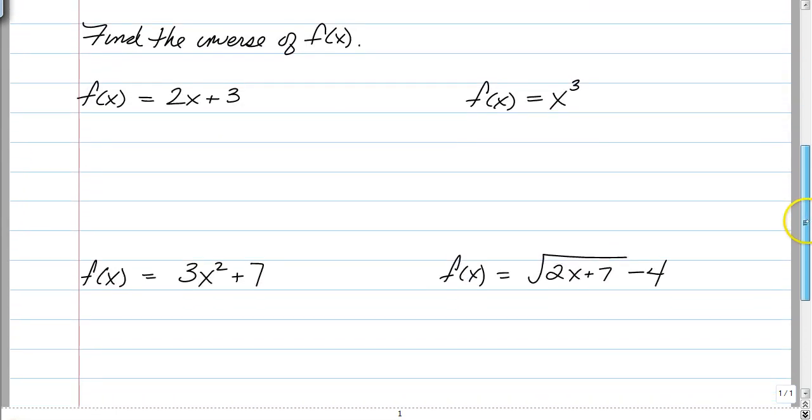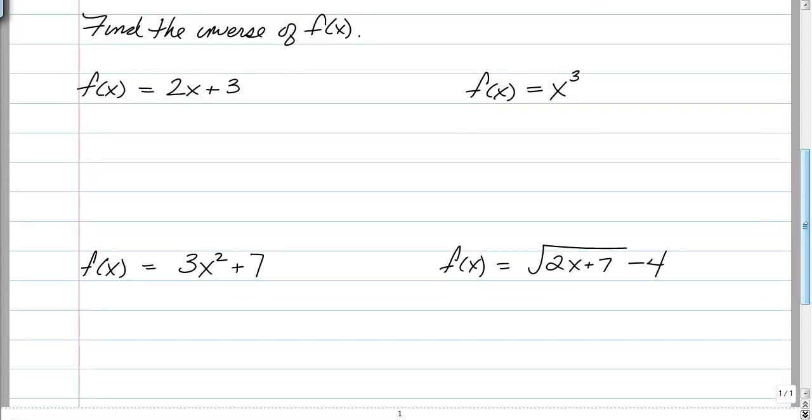We're going to find the inverse of f of x. So f of x is given. Now you know that f of x is basically a replacement for y equals 2x plus 3. F of x is just function notation. So to find the inverse, all you have to do is switch x and y and then solve for y again. So we have x is equal to 2y plus 3.